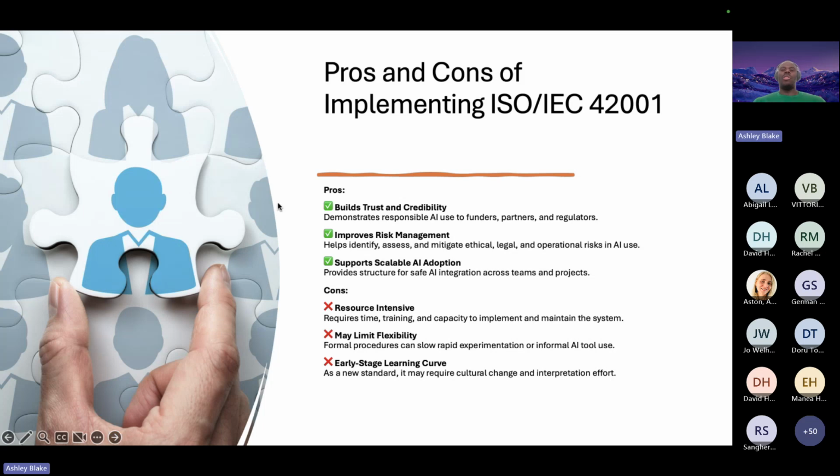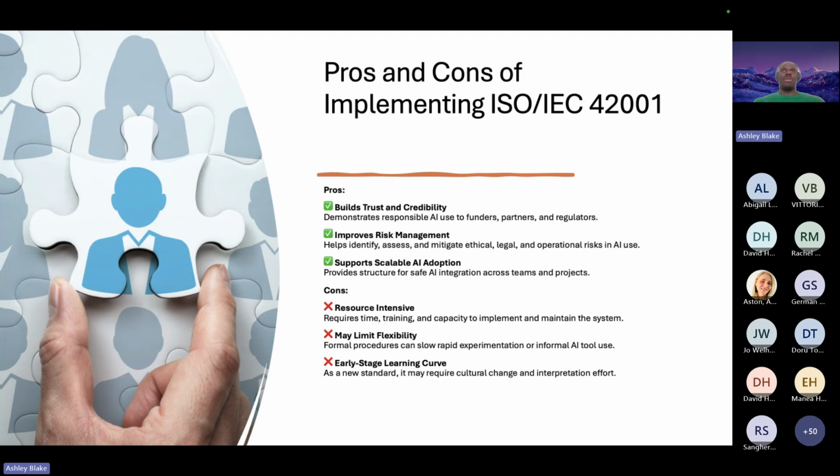So what are the pros and cons of implementing the ISO 42001 framework? So the pros are, it's going to build trust and credibility. People are going to understand how we're using AI and why we're using AI. It will improve risk management, so it will help identify, assess, and mitigate ethical, legal, or operational risk. And it supports scalable adoption, so it provides a structure for safe AI integration across teams and projects. So there obviously are cons to following the standards as well. It is resource intensive.